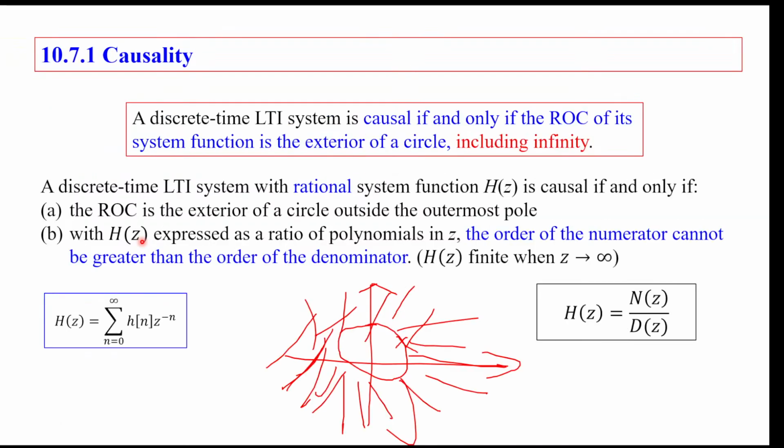Also we can analyze causality and stability by the ROC of the z transform. Causality is actually easier: you just need to see whether your ROC includes infinity. If your ROC includes infinity, then your system is causal, and vice versa. If your system is rational, then you can check this a little more easily. First your ROC needs to be outside, and also your H of z needs to be finite when z goes to infinity, so the order of the denominator needs to be greater than or equal to the order of the numerator.